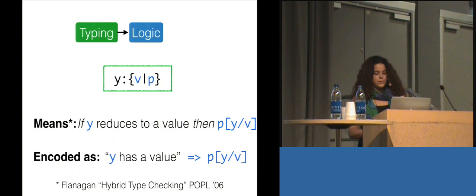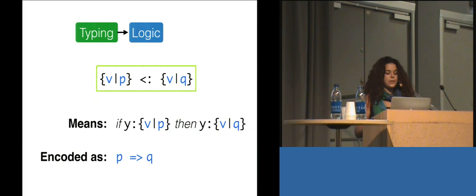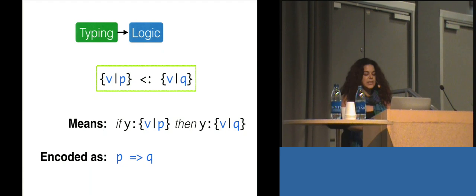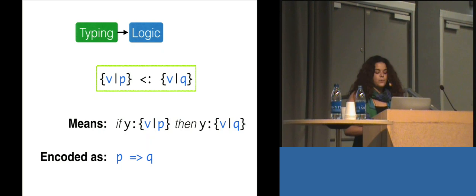So encoding subtyping is easier. We want the meaning of the expression that {v | p} is a subtype of {v | q}. And this means that for every binder y, if y has type {v | p}, then y has type {v | q}. This can be easily encoded into the logic as an implication from p to q.